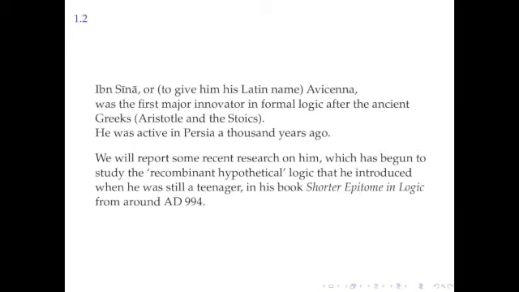Ibn Sina was the first major innovator in formal logic after the ancient Greeks, I mean Aristotle and the Stoics. He was at the height of his powers in Persia just 1,000 years ago. He's commonly known in the West as Avicenna, which is a sort of Latin mispronunciation of Ibn Sina.